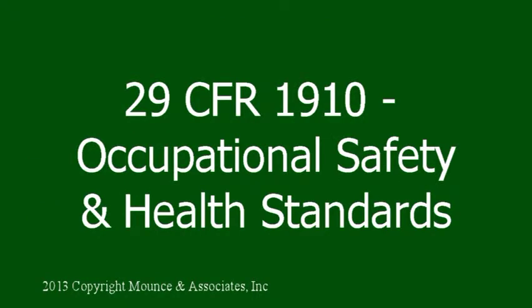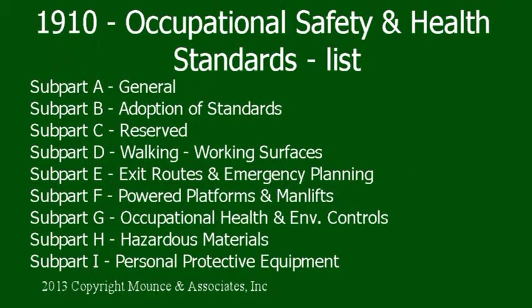Now we will get into Part 1910, which covers all of the occupational safety and health standards. Occupational Safety and Health Standard List. Subpart A will cover purpose and scope and definitions. Subpart B will cover construction work, shipyard employment, longshoring and marine terminals, effective dates, changes in established federal standards, and special provisions for air contaminants.